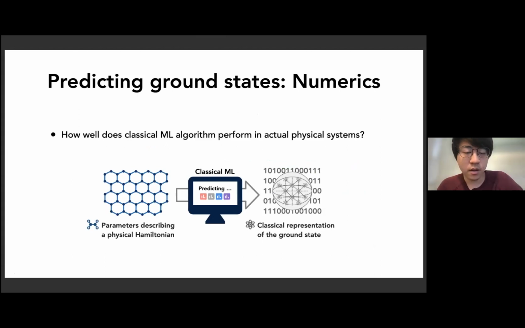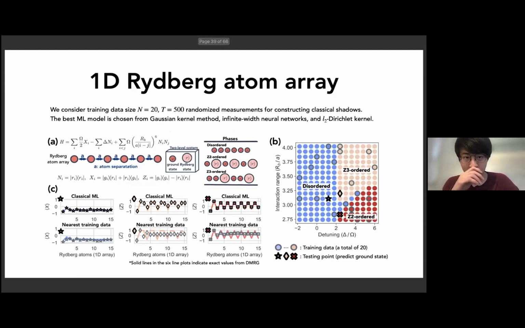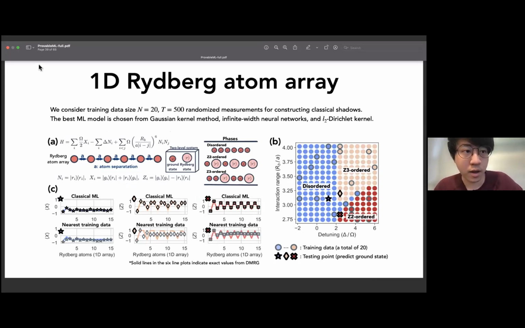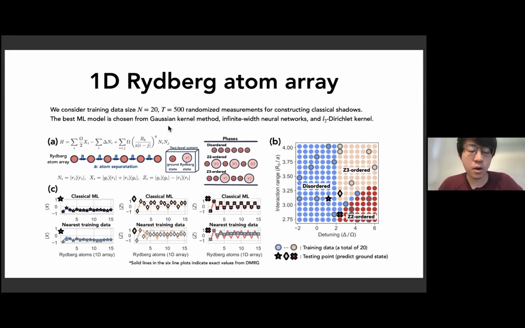So now, after talking about the theory, we would like to see how well classical machine learning algorithms perform in actual physical systems. In the first example, we are going to look at a one-dimensional Rydberg atom array. Here we consider a training data size of 20, very small, and then 500 randomized measurements for constructing the classical shadow representation. We are going to pick the best machine learning algorithm chosen from Gaussian kernel methods, infinite-width neural network, and L2 Dirichlet kernel.